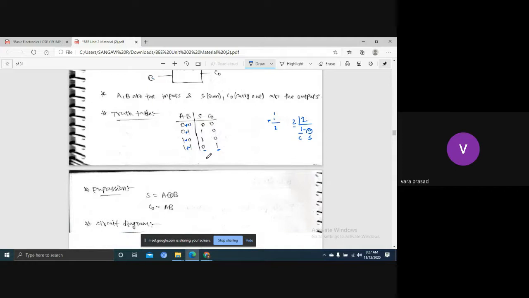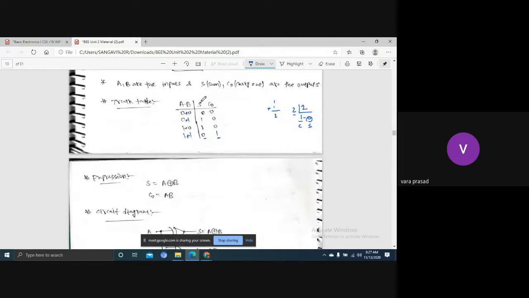Now the expression. If you see the sum expression, it looks like an XOR gate. 0 and 1 not equal, output is 1. 1 and 0 not equal, output is 1. That's why sum is equal to A XOR B. This expression I can represent with the XOR gate. If you observe the carry, when both inputs are 1, we are getting output 1. Then it is an AND gate, A and B.